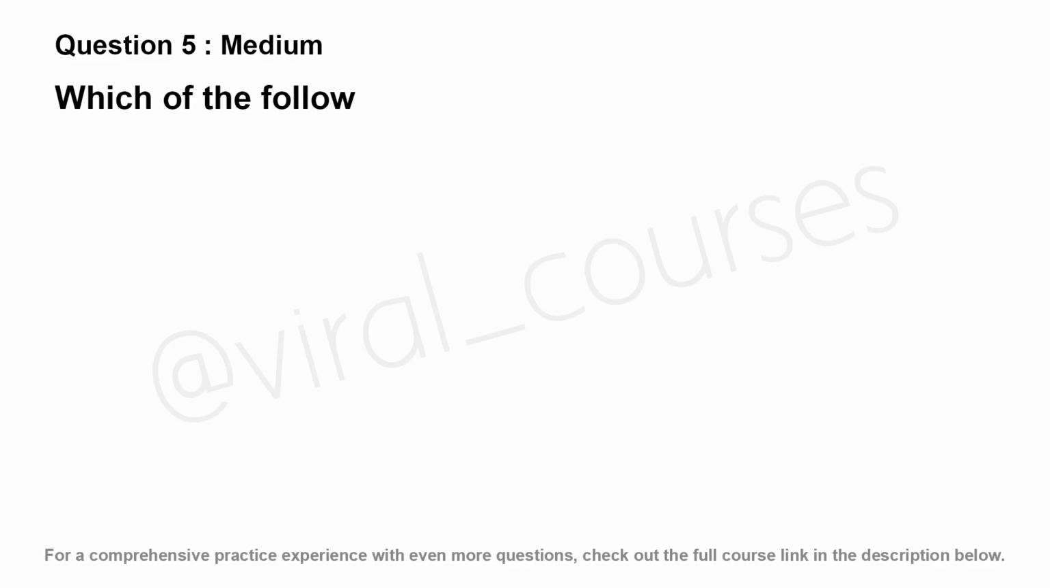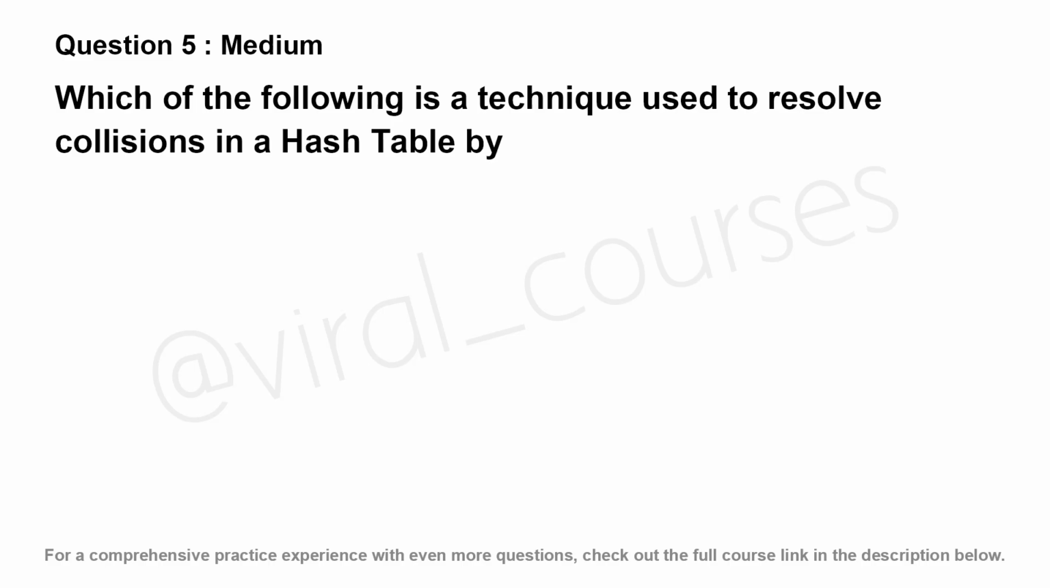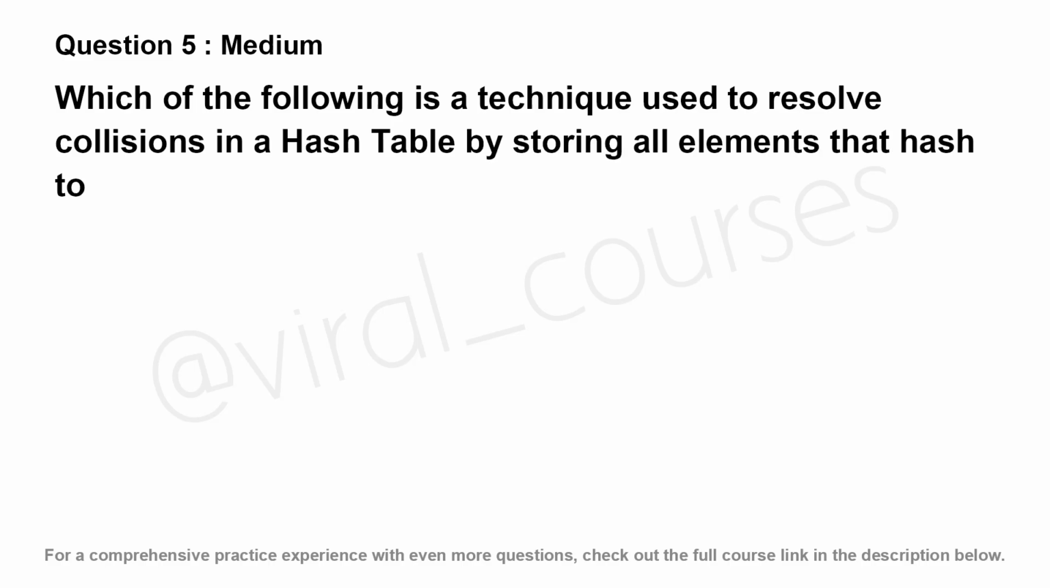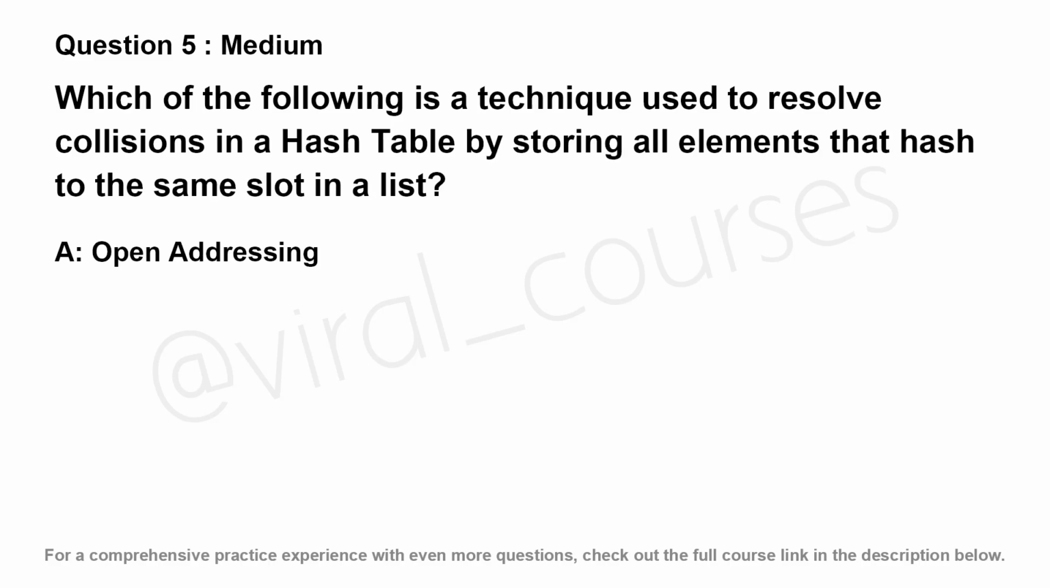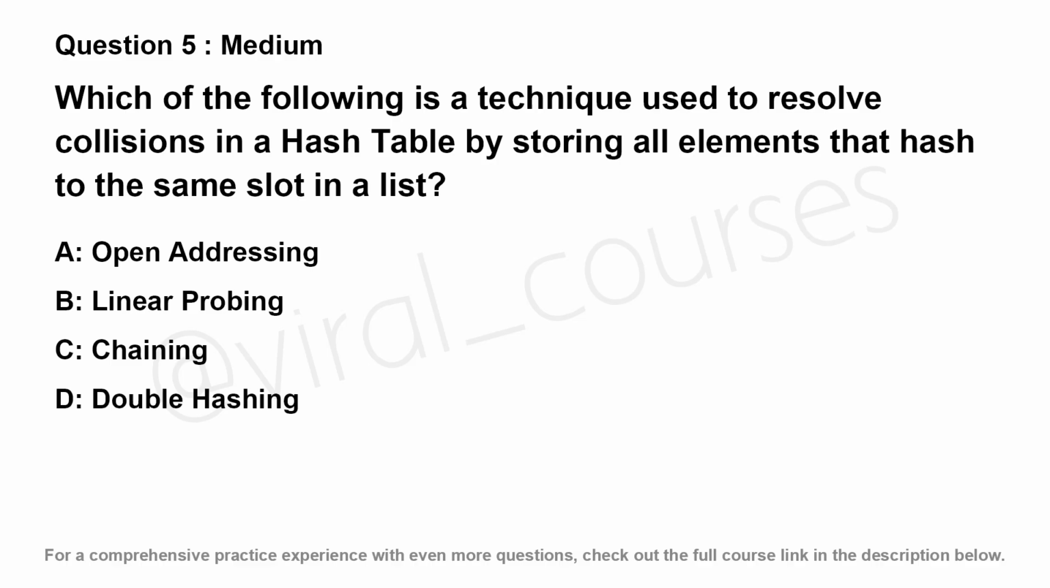Which of the following is a technique used to resolve collisions in a hash table by storing all elements that hash to the same slot in a list? Option A, open addressing. Option B, linear probing. Option C, chaining. Option D, double hashing.